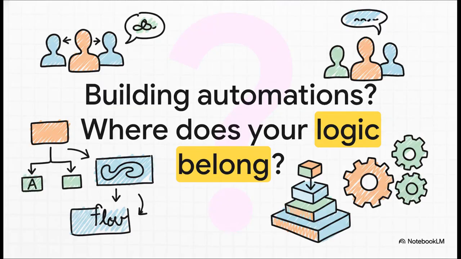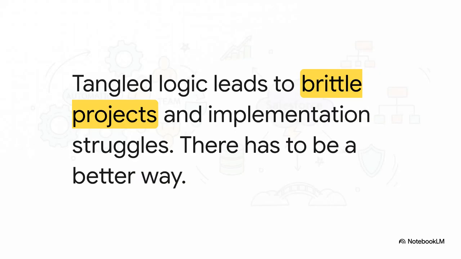Okay, so let's start with a question that literally everyone who's ever touched Salesforce has asked themselves. You're building an automation, you've got a business requirement, but where does the logic actually belong? Do you try to cram everything into one giant, complex flow? Do you jump straight to writing Apex? It's a huge challenge, and you know what? Getting it wrong really matters.